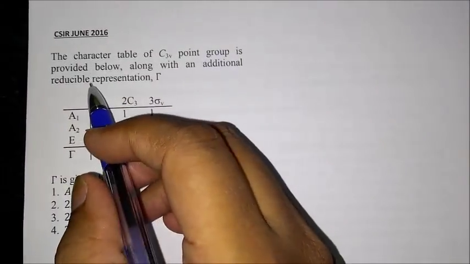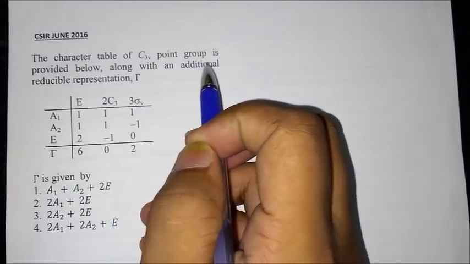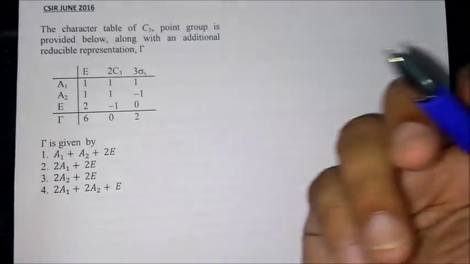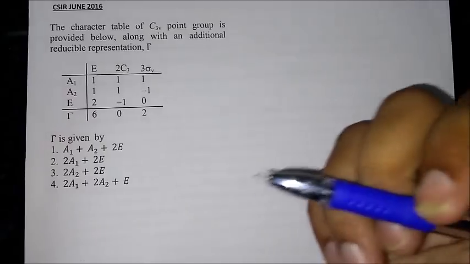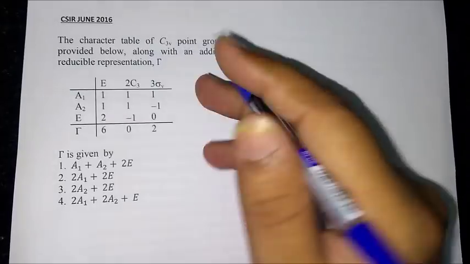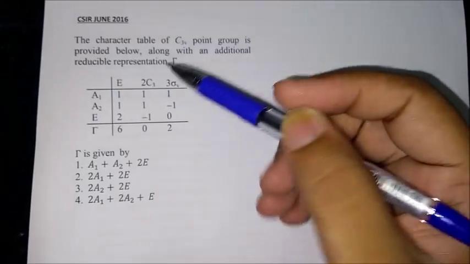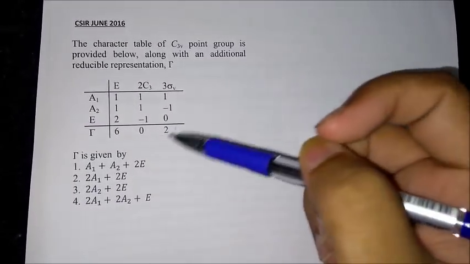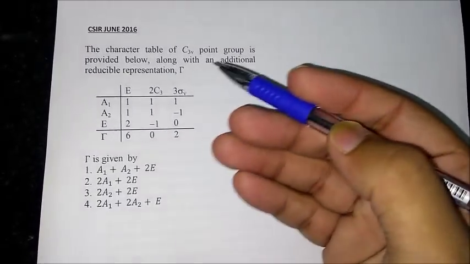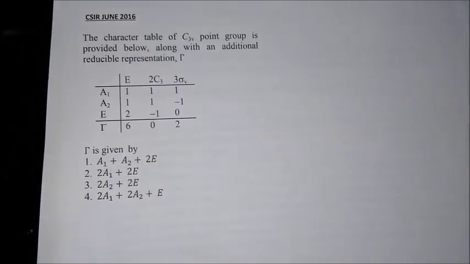Okay, so now here is one more question from CSIR June 2016, and the question says the character table for the C3 point group is provided below along with the additional reducible representation. So they have given you the reducible representation also. You don't have to find the reducible representation, you just have to find the irreducible representation. This is a very simple question. I am not going to solve it. The concept is very easy, you just have to do one step and you will get the answer. Better you solve it, and that will give you some confidence that you are able to solve these questions. Okay, so let's move on to the next question.